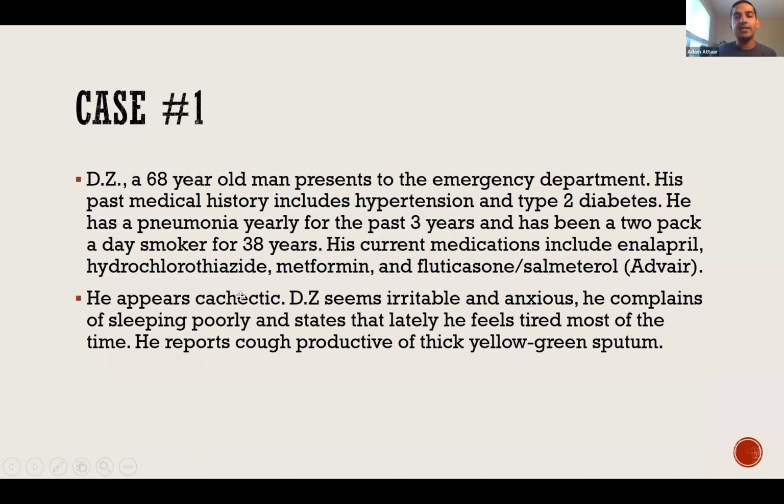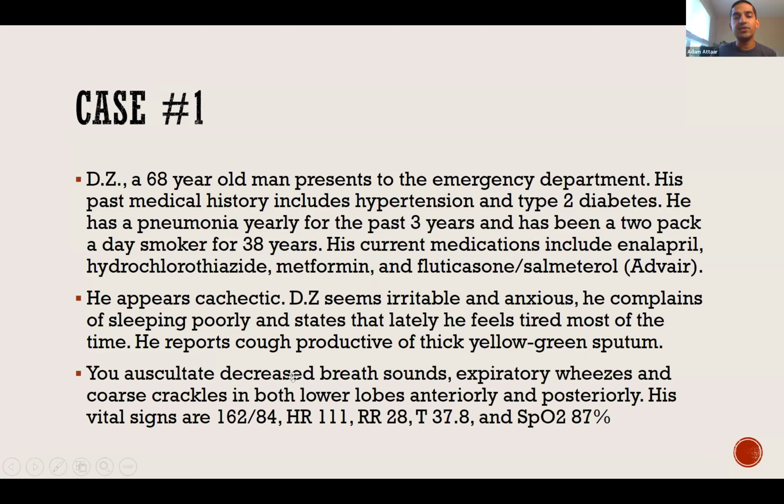On appearance, he's cachectic. He seems irritable and anxious. HPI, he complains that he's not been sleeping well lately, and he's been more fatigued and tired. He reports a change in his cough that's now thick and yellow-green sputum. On physical exam, you listen to his lungs. There's decreased breath sounds, there's expiratory wheezes, and there's crackles at the bases. His initial vital signs: blood pressure is somewhat elevated at 162 over 84, tachycardic at 111, respiratory rate in the high 20s, not afebrile, and his resting oxygen saturation on room air is 87%.